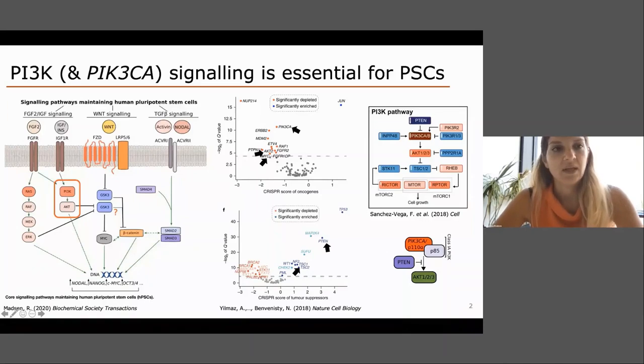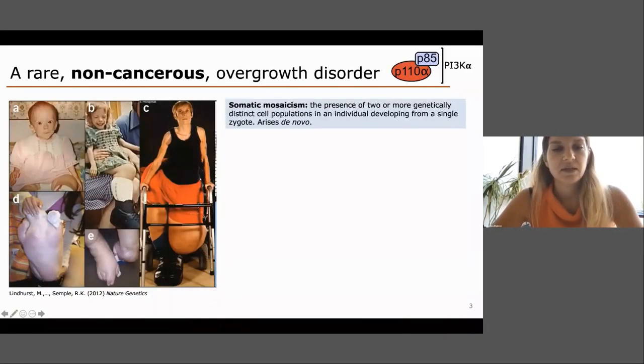So the reason I got into studying PI3 kinase signaling is my PhD supervisor's co-discovery of a rare, non-cancerous overgrowth disorder caused by mosaic activating mutations in PI3K. So the lady you're seeing here has got a massive overgrowth of her lower body because she's got a heterozygous activating PI3K mutation, which is not present in her upper body.